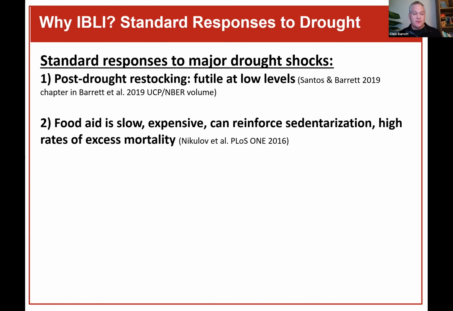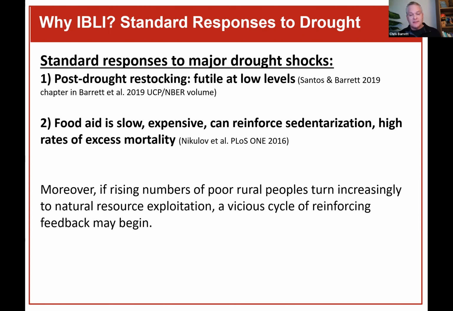Food aid is the other main response, and that's a very slow and expensive mechanism. It can also inadvertently reinforce sedentarization, which simply reduces the viability of transhumant pastoralism. And this leads to demonstrably high rates of excess human as well as animal mortality. Moreover, these common responses, drought restocking and food aid, can lead to a vicious cycle in which people become excessively dependent upon the natural resource base. They begin to take what limited woody species are available, turn them into charcoal, further denuding the land and winding up reinforcing the very problems that have given rise to herd loss.